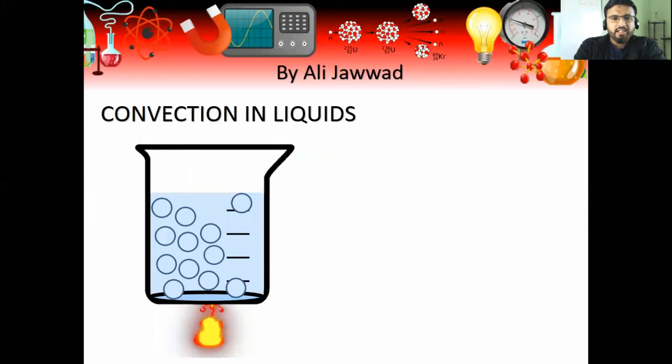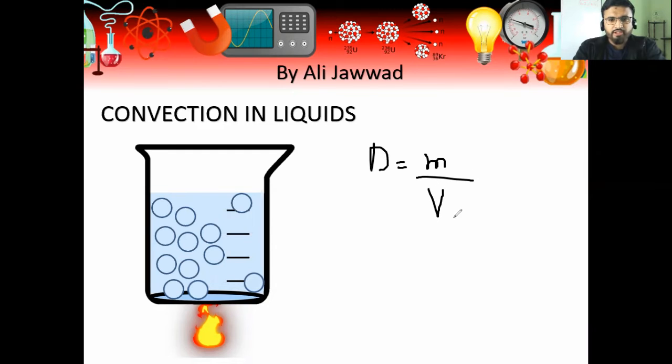So when we heat a liquid, the molecules at the bottom absorb heat energy. That heat energy causes them to move far apart. And when the molecules move far apart, the density decreases because the volume is increasing. As we can see from the formula, density is mass over volume. So because of the expansion, volume increases, and because of this, density decreases.